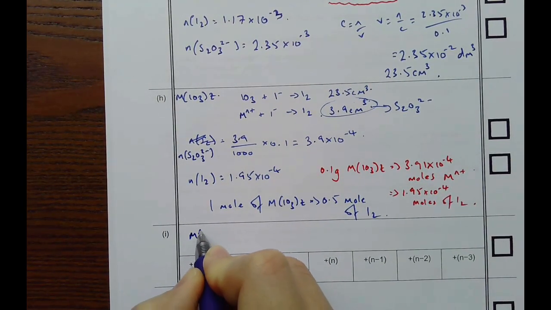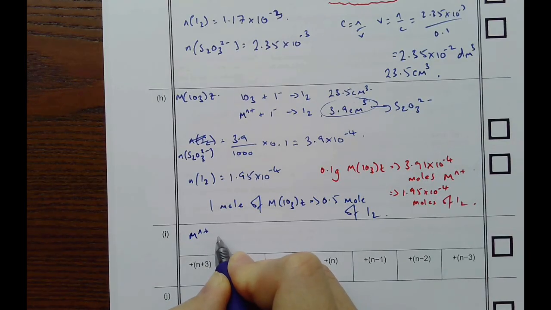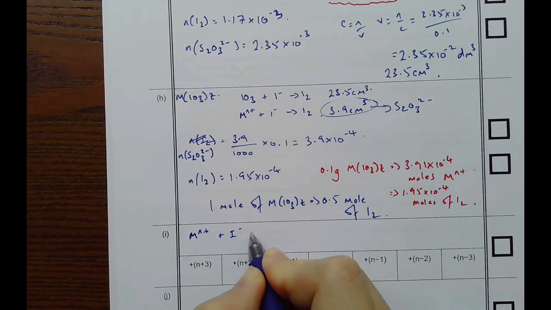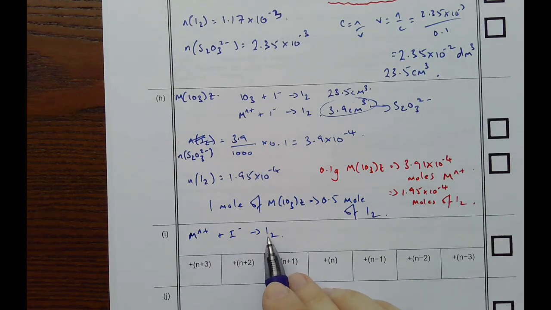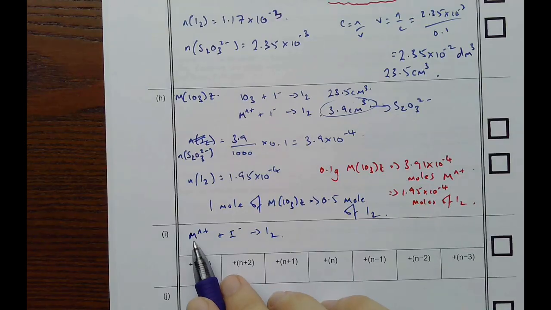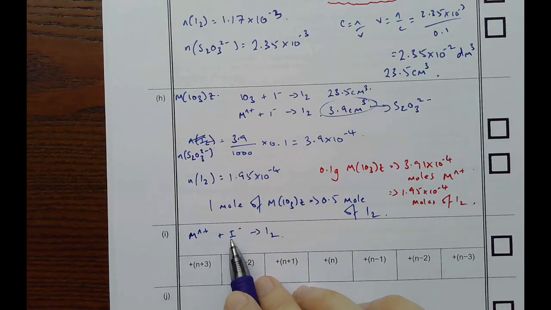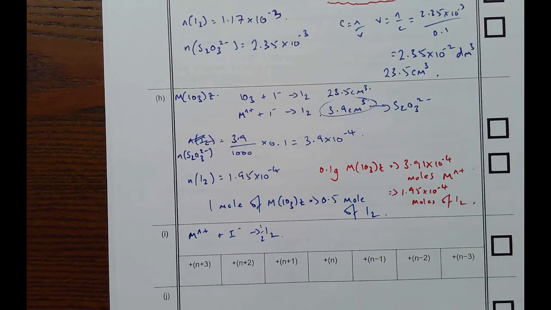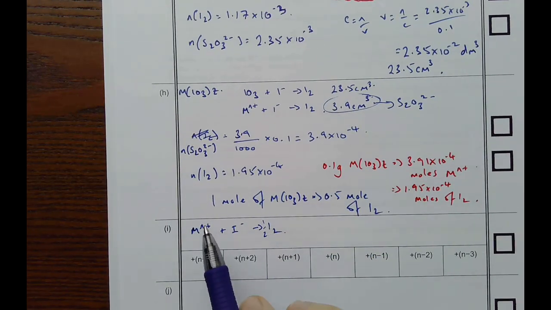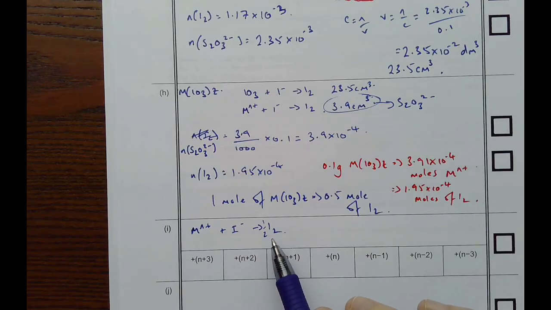So if I have Mn+ reacting with I- to make I2, I've just worked out that 1 mole of this gives me half a mole of that. All right, which means that this and this are reacting in a 1-to-1 ratio. Okay, in other words, I can put a half there. I'm not going to worry about balancing the equation because I'm interested in the ratios, but I know that 1 mole of this makes half a mole of that.